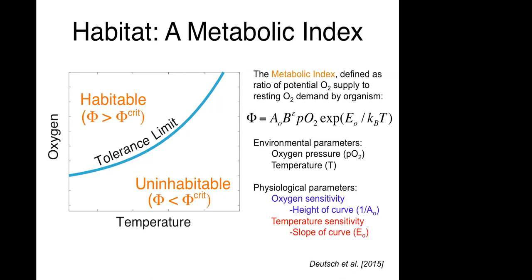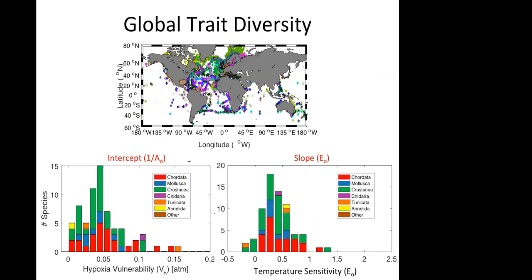So if we know something about both the height of the curve and the slope of the curve, and something about the large scale environment, we can define the regions where water is habitable for a given species and where it's uninhabitable. It turns out we have a lot of data on this from many decades of physiologists making these kinds of measurements. And those are compiled here in a map view, showing that there is some global coverage, although it's relatively more sparse in the Pacific and Indian Oceans, much more dense in the Atlantic Ocean. Nevertheless, we do have some coverage of the California current system with respect to these physiological measurements.